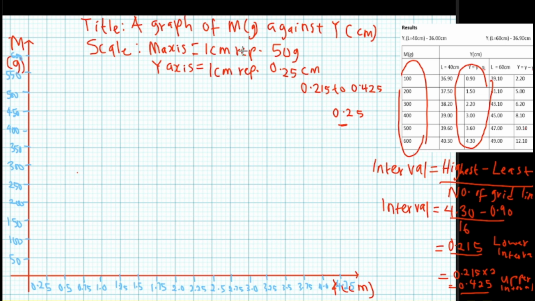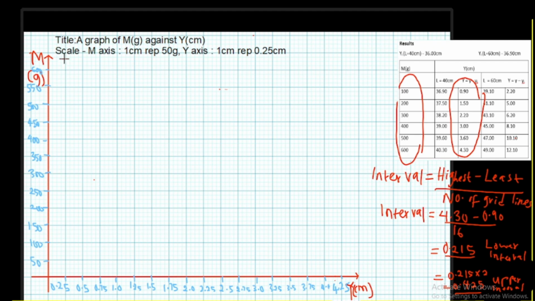Alright, so we've titled the graph, we've gotten our scale. The next step is to start plotting the points one after the other. Alright, so now we are going to plot the points. We have our title, which is a graph of m in grams against y in cm. And then we have our scale in m. For m axis, we say 1 cm represents 50 grams. That's what we have here. And then for y axis, we have 1 cm represents 0.25 cm. So now let's plot our points.